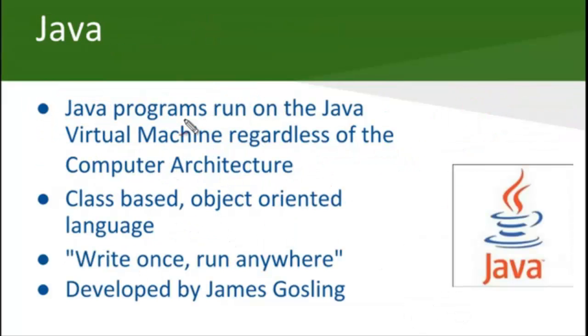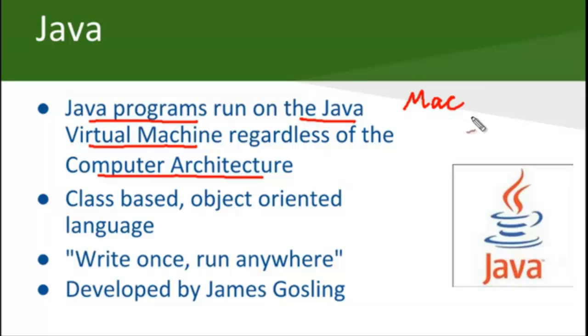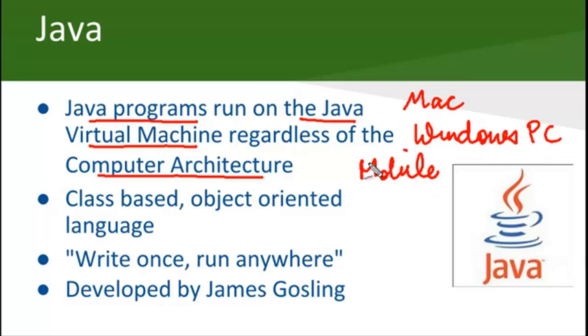Now, one good thing about Java is that a Java program runs on the Java virtual machine regardless of the computer architecture. So even if you have a Mac or a Windows PC or even a mobile which has the Java virtual machine or the JVM installed, then basically you will be able to run your Java programs.